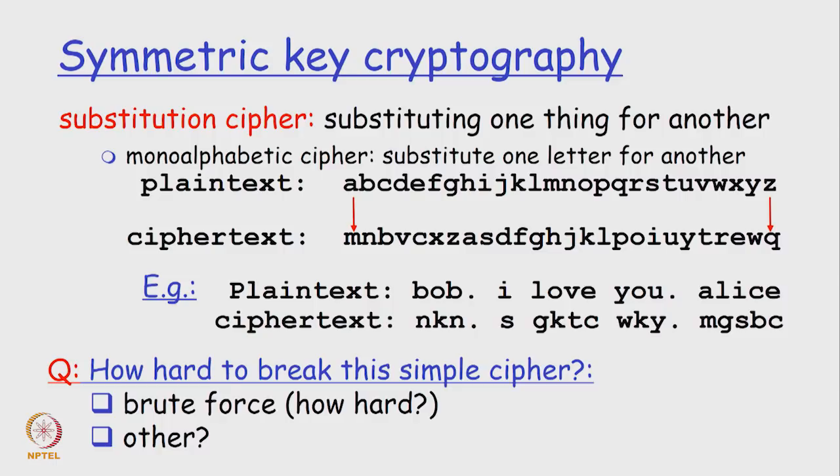MGSBC. Now when Bob sends this message to Alice, Alice should know the exact reverse, like from the cipher text she should know how to get back to the plain text, right. So this is the important thing. This mapping between plain text and cipher text is what both Bob and Alice should know. When they know this mapping, then they can send any message, you can encrypt using this mapping and decrypt using the same mapping.